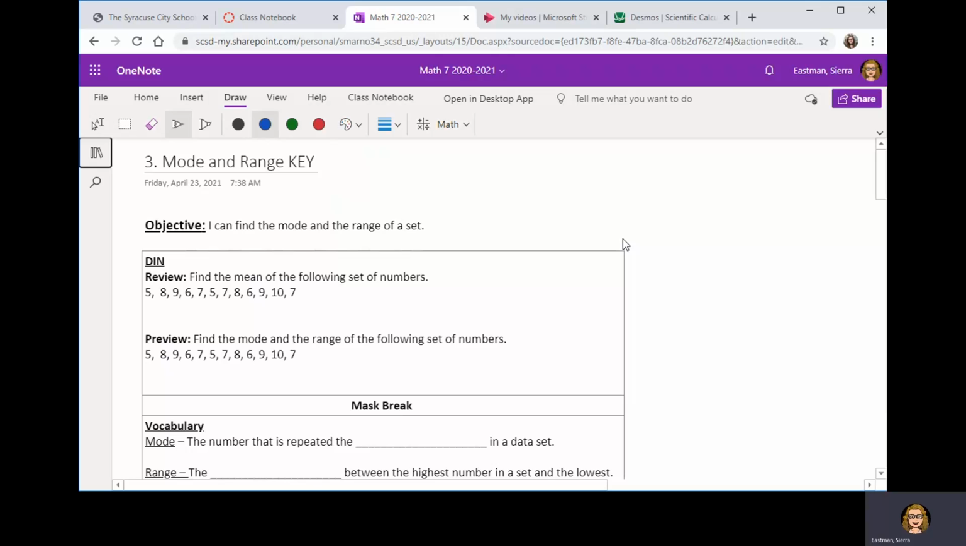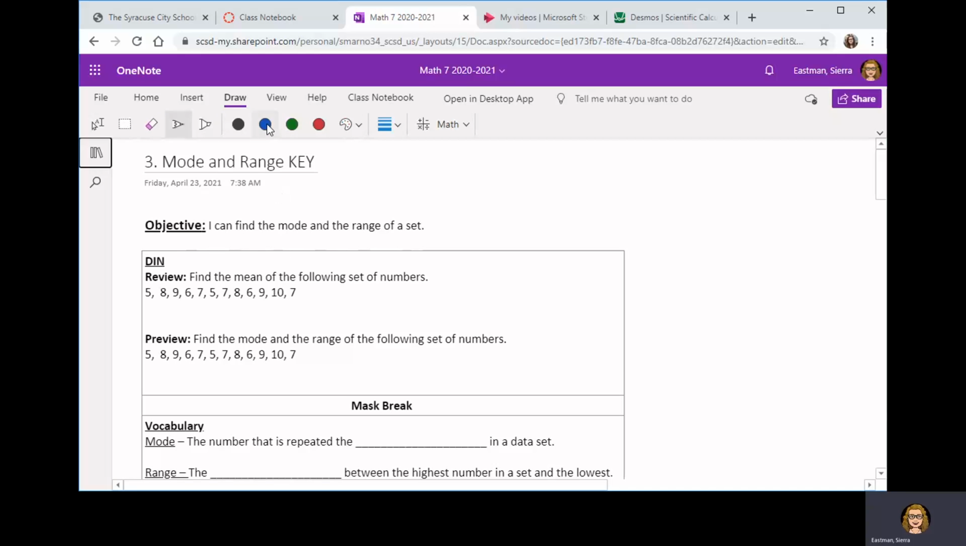Before we do that, go ahead and try the DIN question already. We have a mean of this set, and then I'll kind of give that preview of how to find the mode and the range.